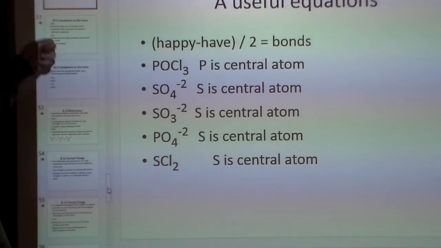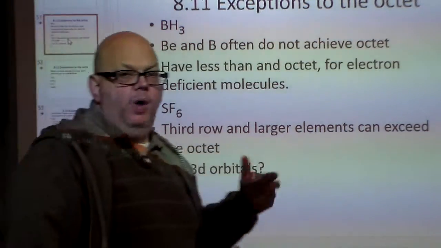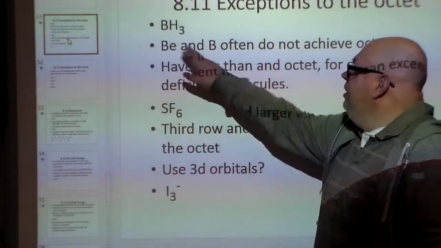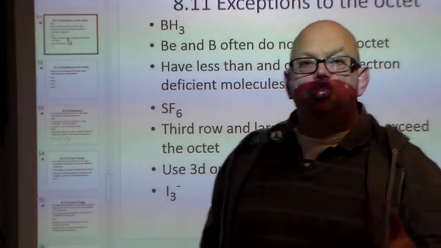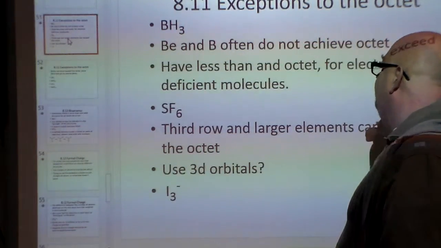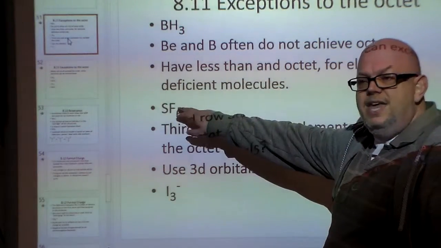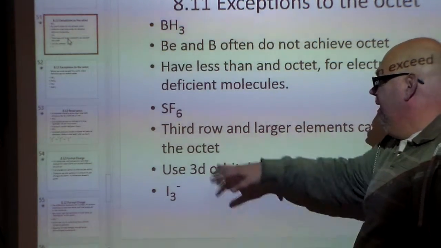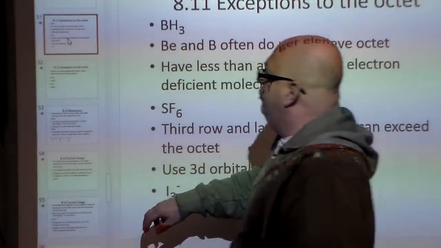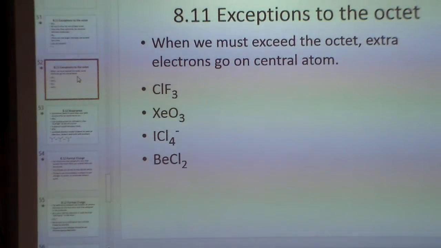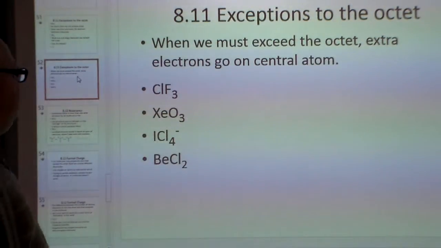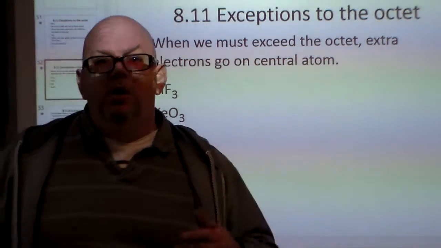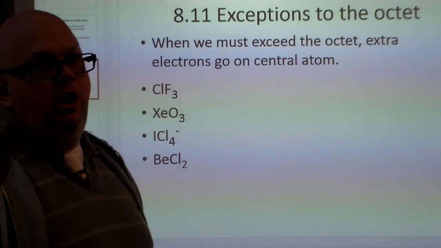Well, what about exceptions to the octet? I think that's where I'm going to start winding down. Exceptions: BH3, boron trihydride. Be, beryllium, and boron often do not achieve an octet. Why is that? Because they are small atoms. They have less than an octet, making electron deficient molecules. SF6 can take more than 8 electrons. Third row and larger elements can exceed the octet, and we can use the 3D orbitals for that, like I3 minus. If we have to exceed the octet, the extra electrons always go around the central atom, like ClF3, XeO3, ICl4, BeCl2. That does happen. They are the exceptions to the rule. But generally speaking, we go with either 2 or 8.